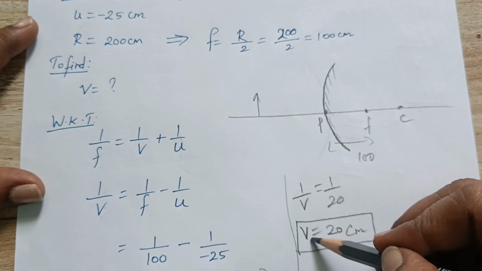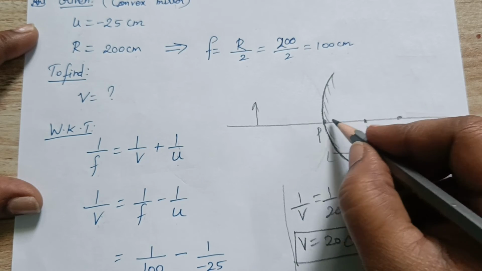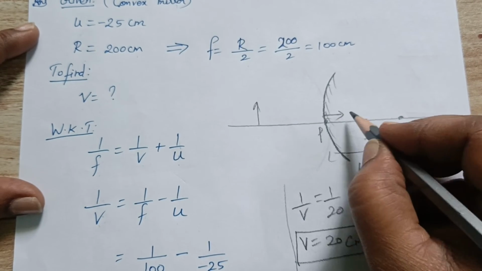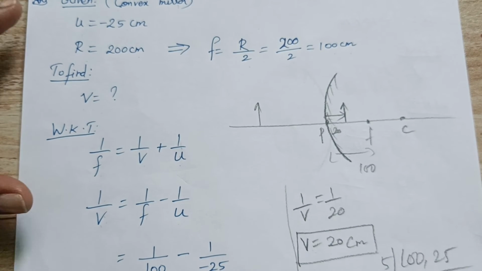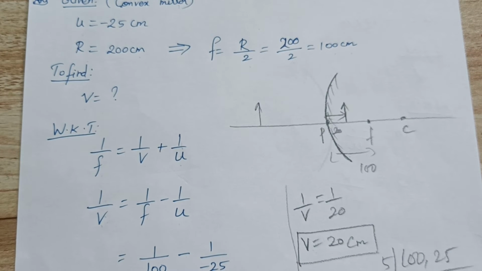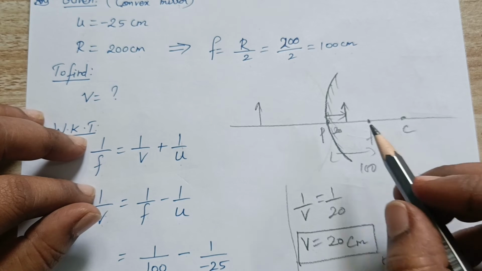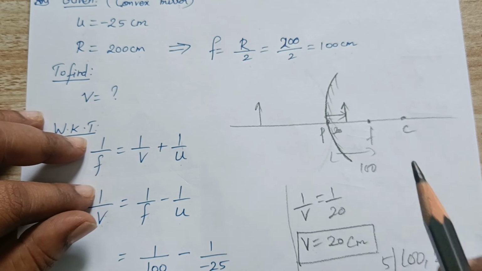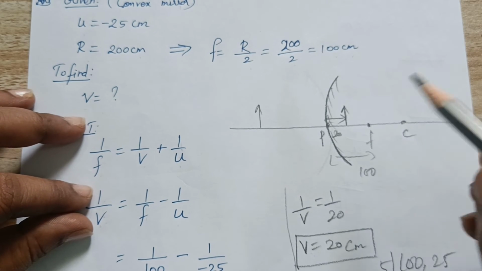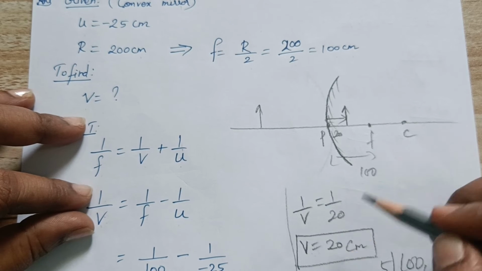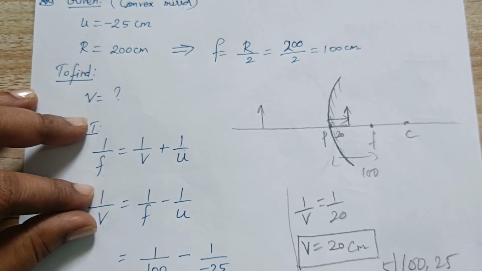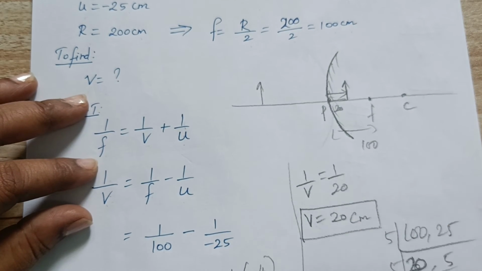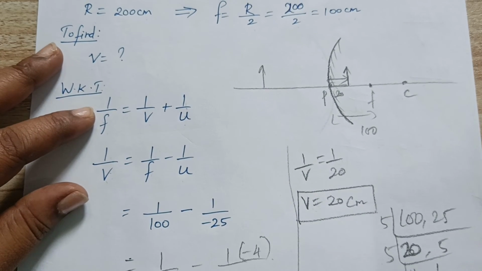So the image distance from the pole is 20 centimeter, somewhere between here. It is on the positive side, so you will get a virtual erect image. Remember that. Your v is at a distance of 20 centimeter on the positive side of the x-axis, so v equals plus 20 centimeter. Clear on this?